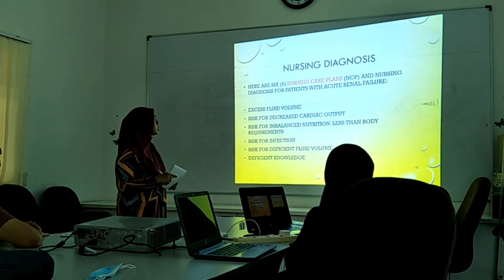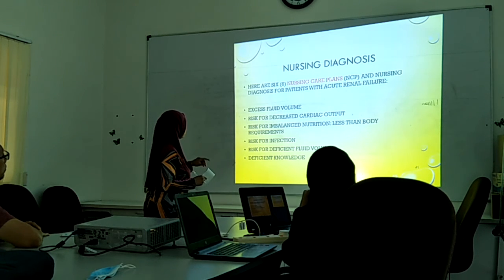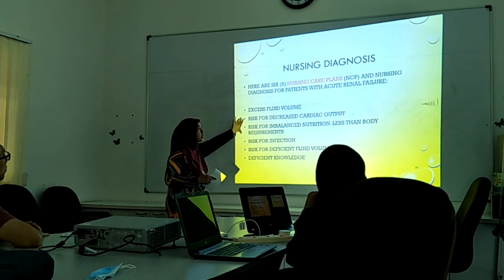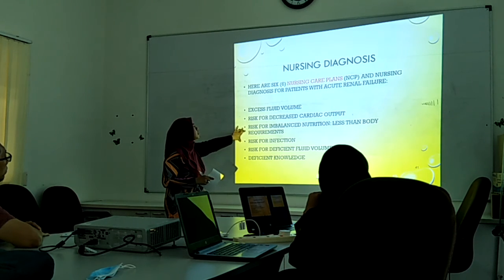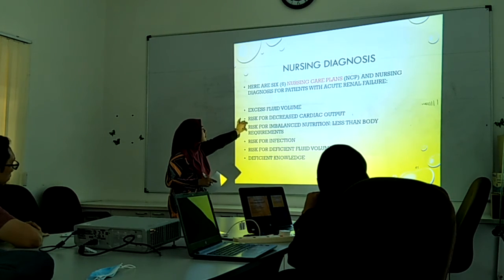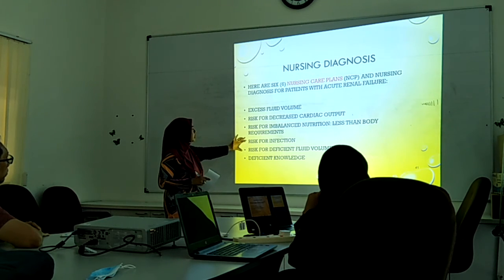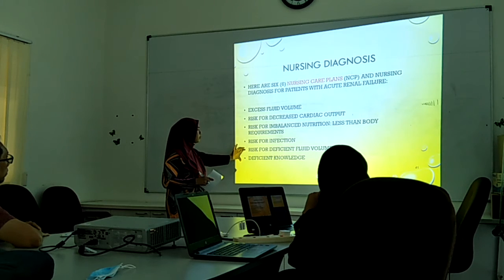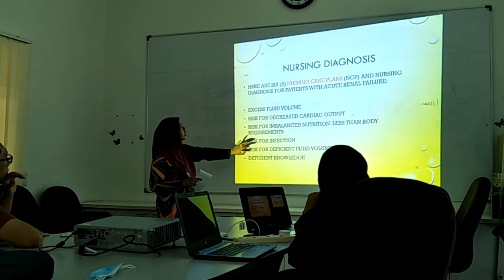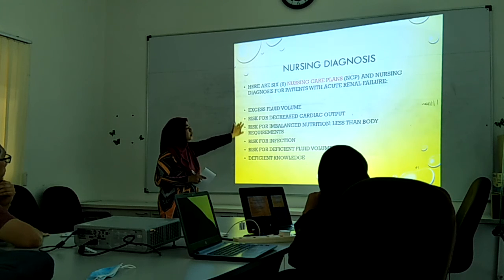Last but not least, our nursing diagnoses. I plotted 6 nursing care plans here. The patient will have excess fluid volume, risk for decreased cardiac output, risk for imbalanced nutrition less than body requirements, risk for infection, risk for deficient fluid volume, and deficient knowledge. But in our slide, I have excess fluid volume only.